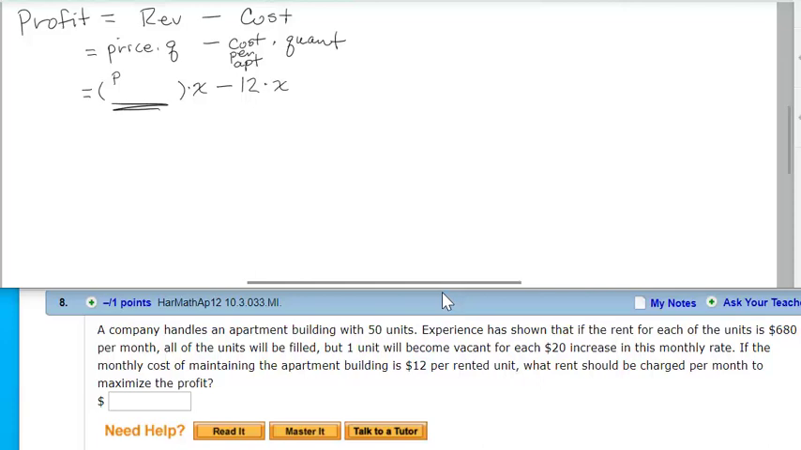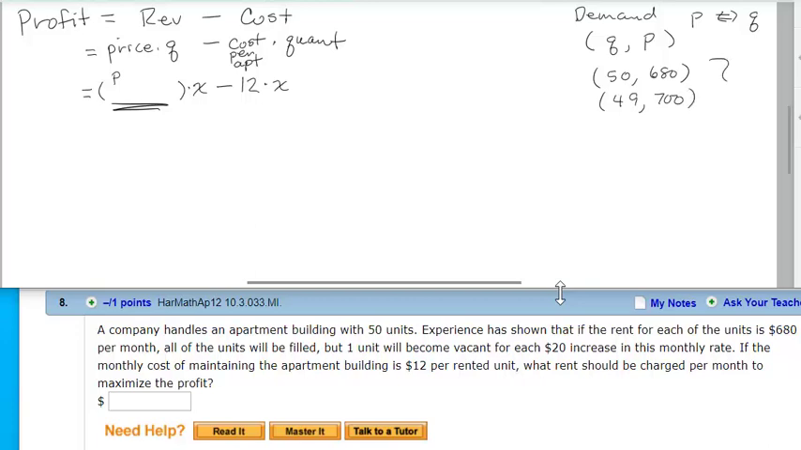This goes back to what we did on exam 1, where we want to create a demand function that takes price and quantity and interrelates them. What I know is I can do that if I have 2 points. Quantity 50 units, then the price is $680. Now it sounds familiar, huh? But I'll only have 49 units rented if I raise the price by $20, so that would be $700.